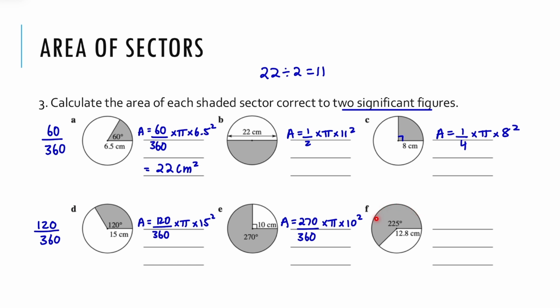Similarly for F, I'm looking at the shaded part, so I'm looking at 225 degrees. So here my area will be 225 over 360 multiplied by pi multiplied by the radius of 12.8 squared.